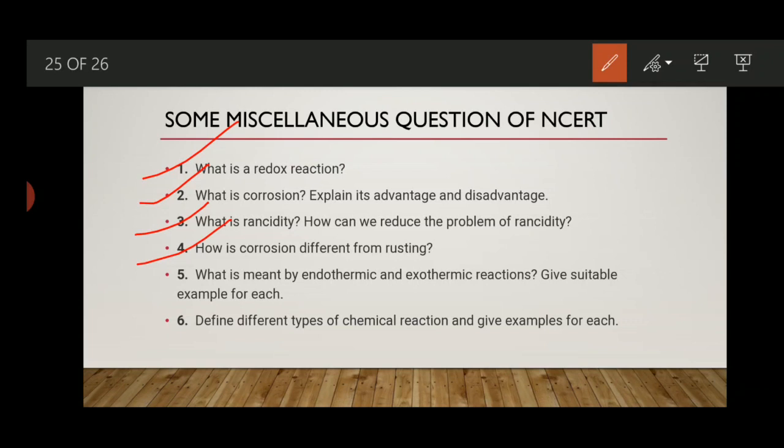What is meant by exothermic and endothermic? Give a suitable example. That also we discussed. Define different types of chemical reactions and give an example of each. We already discussed there are four types of chemical reaction, and each chemical reaction we discussed in detail with the help of activities. Now let's discuss more questions which are important from the board exam point of view.